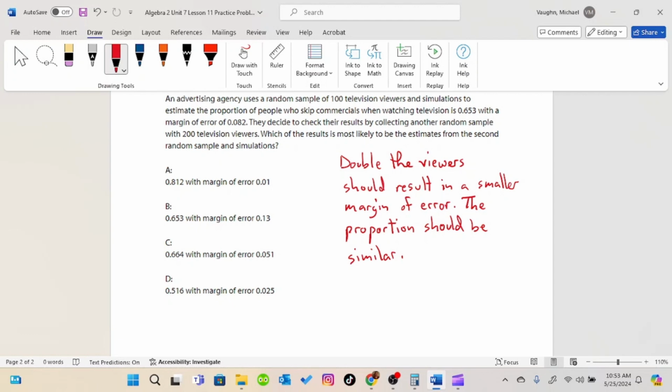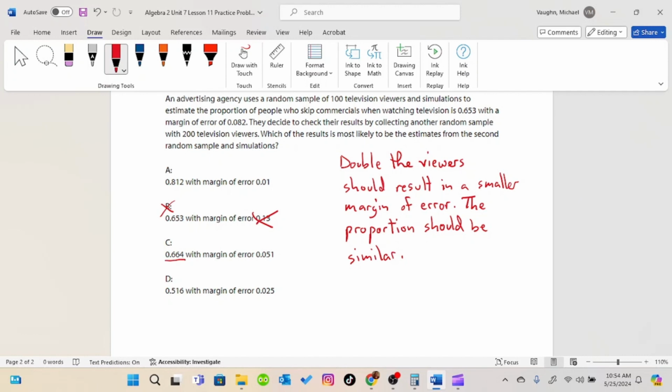So as we look through these, first we know we should get a smaller margin of error. If our margin of error was 0.082, then we know that our new margin of error could not be larger. So B is not correct. Then we know that the proportion should be similar. And the most similar to 0.653 is 0.664.